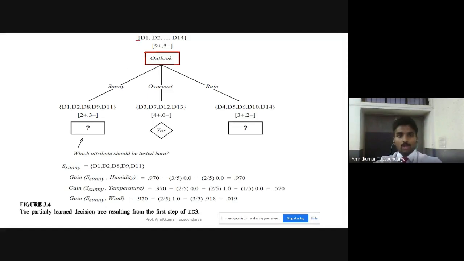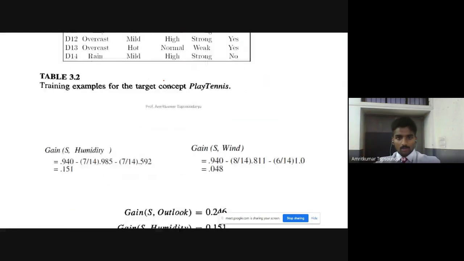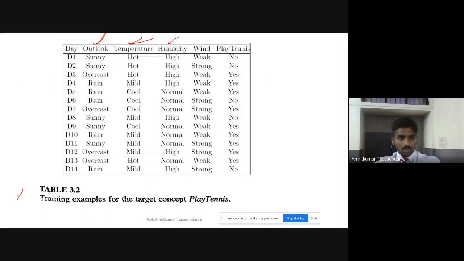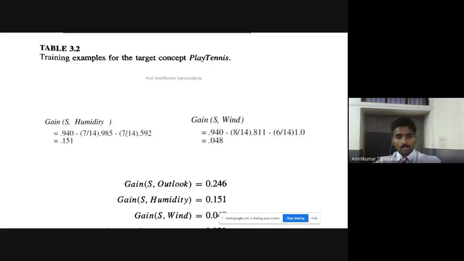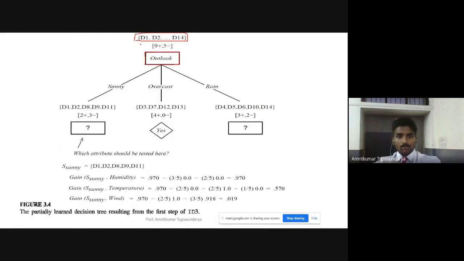We have all this set of training examples, right from training example D1 to D14. So please remember the table. I would like you to remember this table. This table is again very important. Right from training example D1 to D14, we are going to classify and form the hypothesis space for it, right? So we have 14 training examples. Initially we have D1 to D14, out of which we have 9 positive examples and 5 negative.